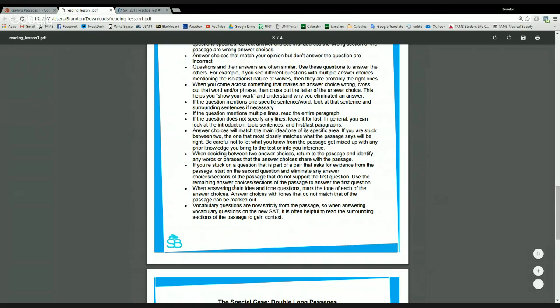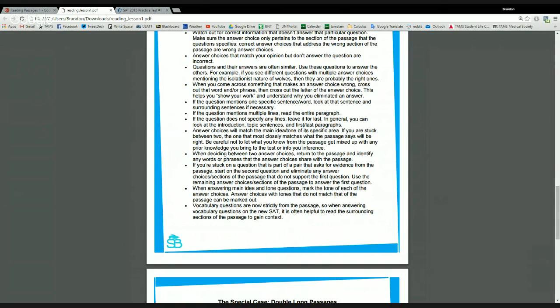Again, when answering main idea and tone questions, you want to mark the tone of each answer choice and make sure you read the first few paragraphs or the first and last paragraph to see if there are any tone changes or to get the main idea.